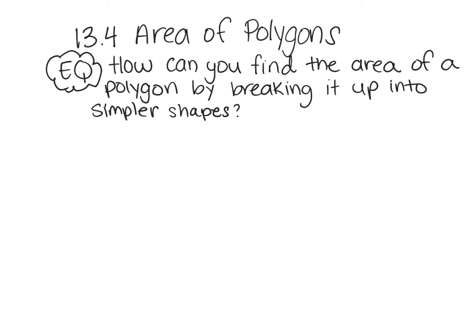Hello students, today we are discussing Go Math Module 13 Lesson 4, area of polygons. Our essential question for today is: how can you find the area of a polygon by breaking it up into simpler shapes? Previously in 13.3 we discussed how to find answers to equations, and before that we did area of triangles, area of rhombuses, trapezoids, and parallelograms. So we're going to put that all together today and work with polygons.